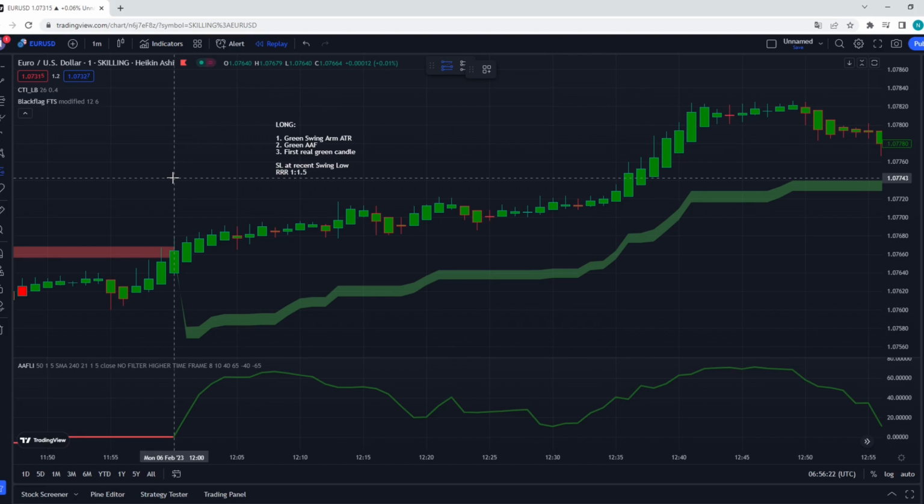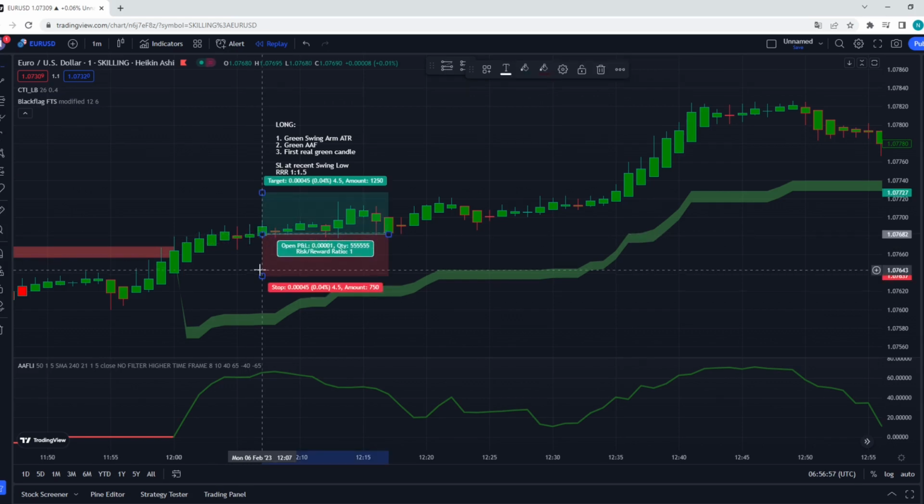As you guys can see, the Swing Arm ATR is red here, it changes to green. The Angle of Attack Follow Line changed to green as well. So both conditions are met. The first and the second conditions are met. Now we are looking for a red candle. So here we have a red candle. Then we can see here the first real green candle that closed. So the candle closed in real green.